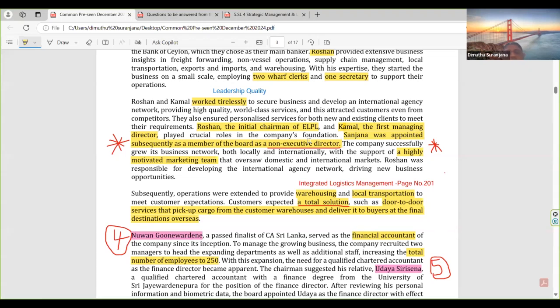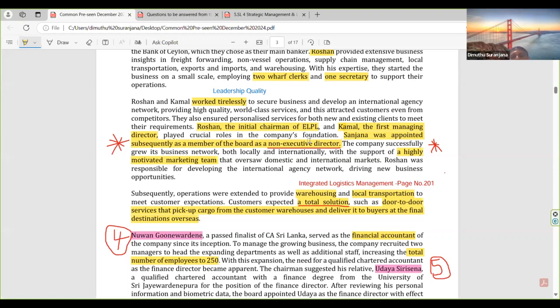Subsequent operations were extended to provide warehousing and local transportation to meet customer expectations. So customers expected total solutions such as door-to-door services that pick up cargo from the customer warehouses and deliver it to the buyers at the final destination overseas. So this may be related to integrated logistic management.